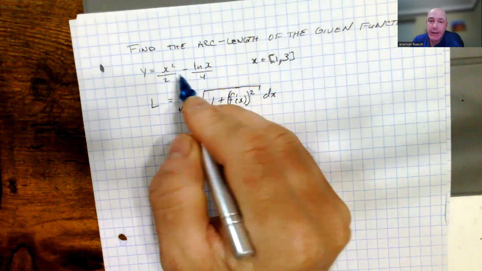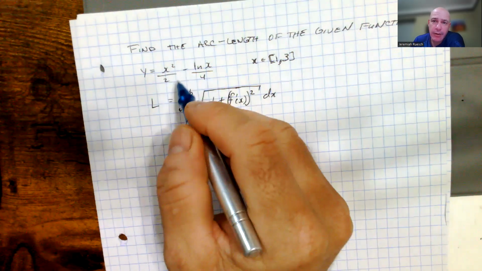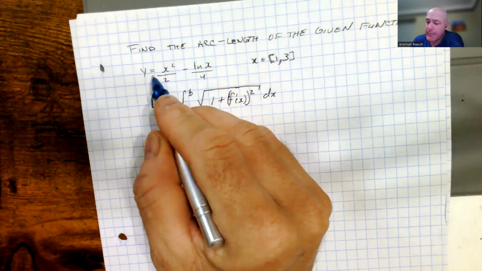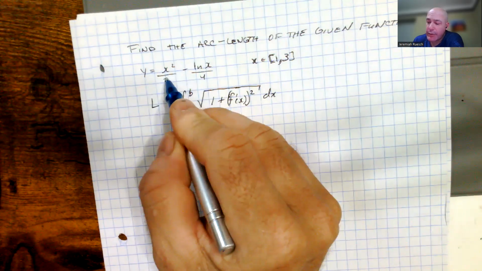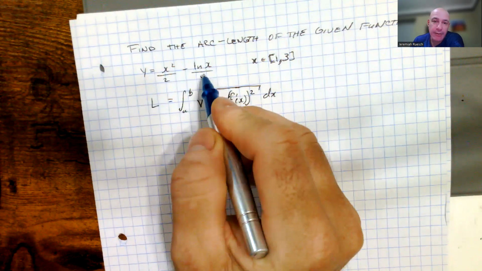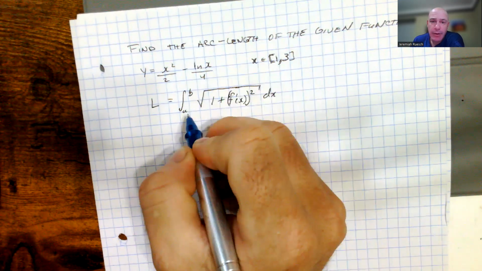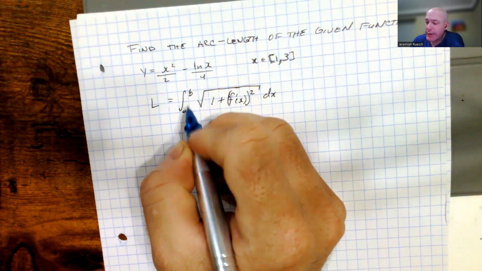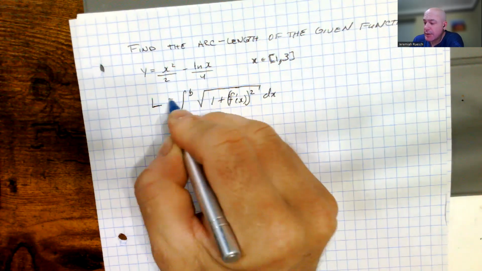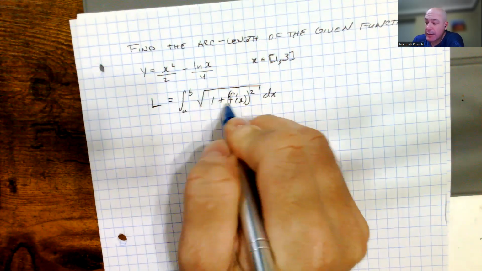We're going to find the value of the arc length of the given function. In particular, this one we have y equals x squared over 2 minus the natural log of x over 4 on the interval from 1 to 3. So you may recall that the arc length is given by the relationship of the arc length, right?